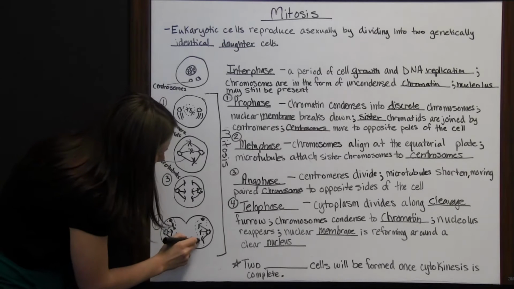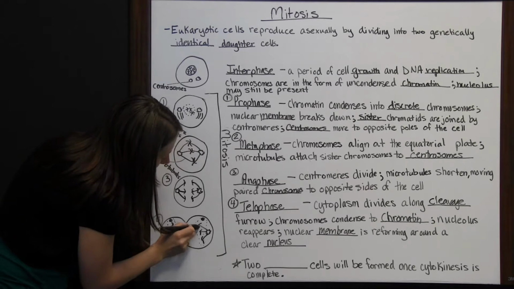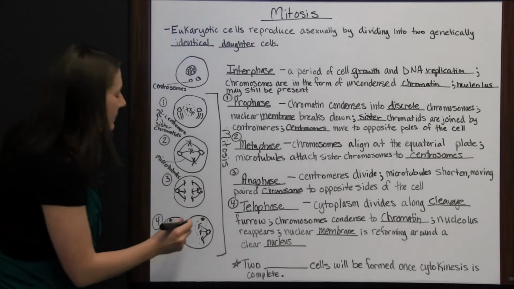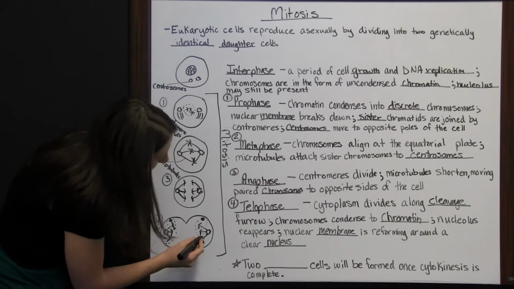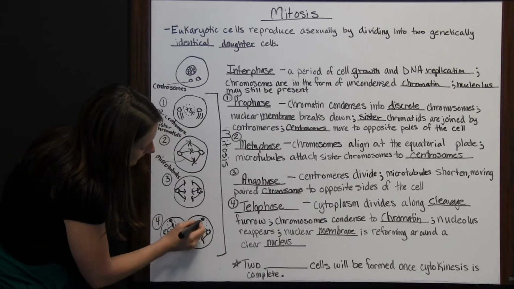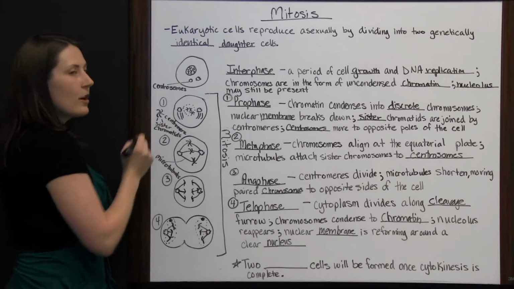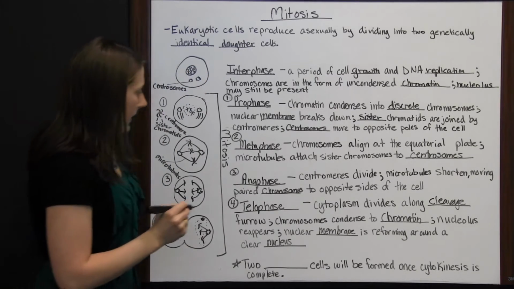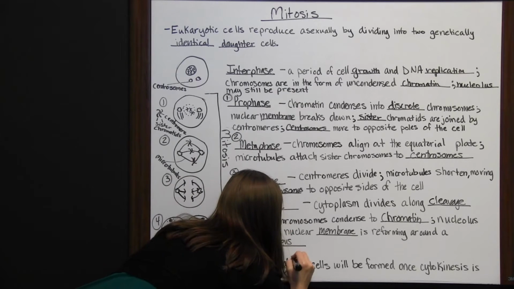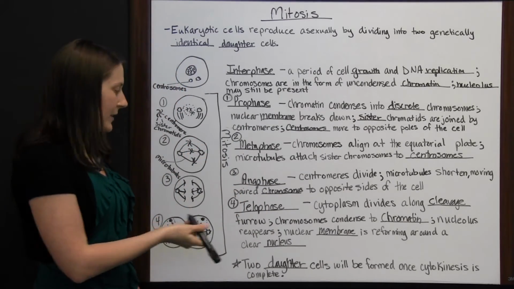So you see the nuclear membrane is forming around where your uncondensing chromosomes are, and your nucleolus has reappeared. Once these cells split off, this is going to be a nucleus again that looks much like this, with the uncondensed chromatin and the nucleolus in the center. Two daughter cells, as we discussed at the beginning, two identical daughter cells will be formed once cytokinesis is complete.